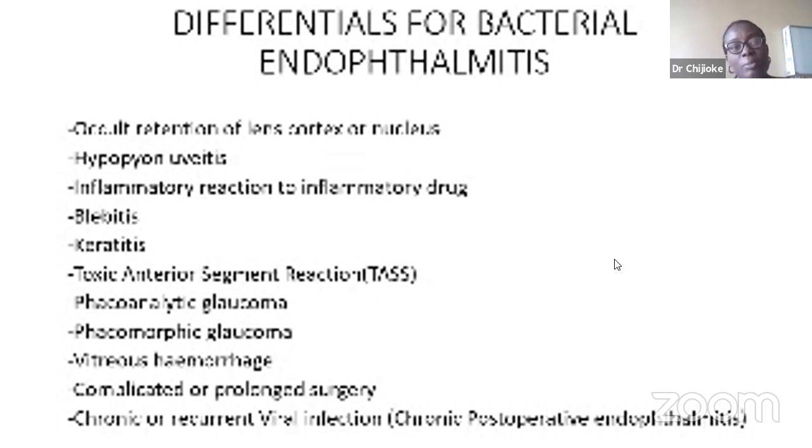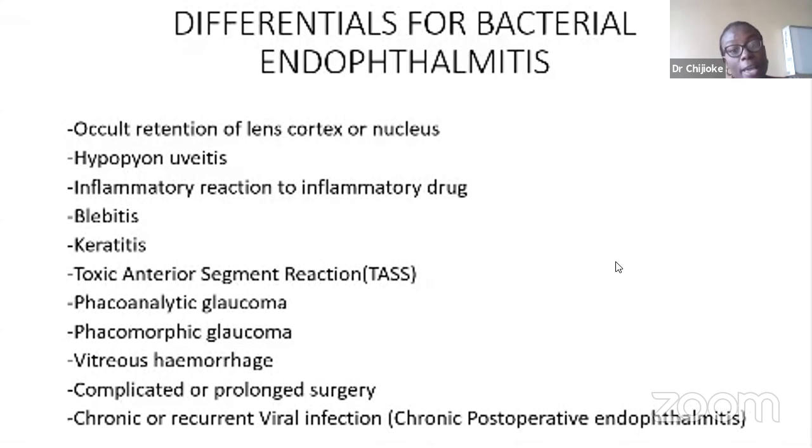Differentials for bacterial endophthalmitis include occult retention of lens, cortex, or nucleus, hypopyon, uveitis, inflammatory reactions to a drug, blebitis, keratitis, toxic anterior segment syndrome, phacolytic glaucoma, phacomorphic glaucoma, vitreous hemorrhage, complicated or prolonged surgery, and chronic or recurrent viral infection, usually as a differential for chronic postoperative endophthalmitis.